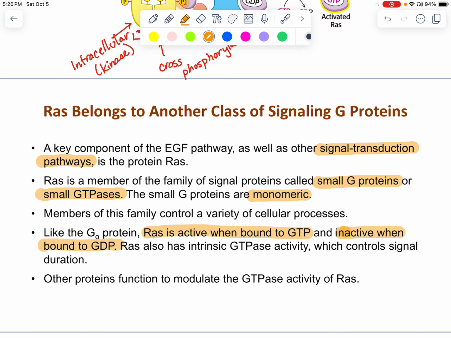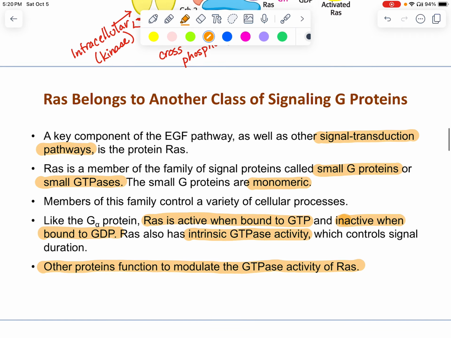And just like before, it has intrinsic GTPase activity, meaning that it can revert back to the inactive form on its own. It has its own enzyme that will cut off that phosphate group and go back to GDP. So that kind of is a self-limiting factor. And other proteins can also modulate that activity, so make it more likely to happen, less likely, faster, slower.